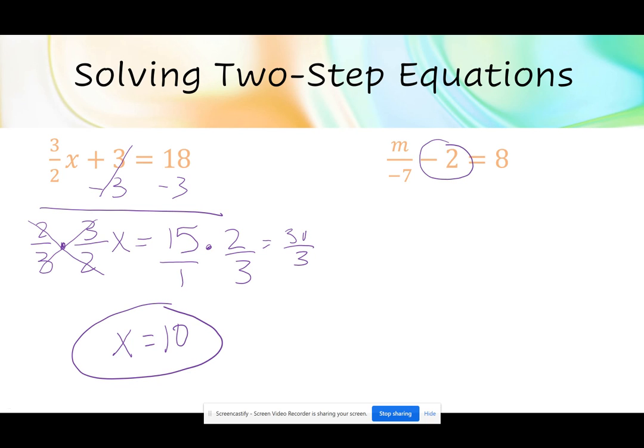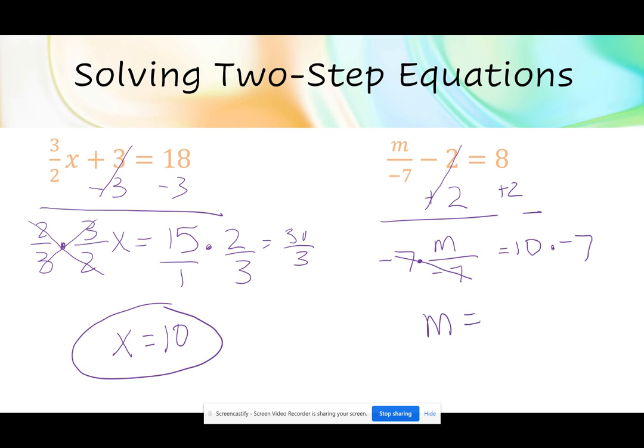Over here, get rid of your addition or subtraction first. So to get rid of the minus 2, we have to add 2. So we have m divided by negative 7 equals 10. And think about, so this is m divided by negative 7. So to undo division, we multiply by negative 7. They cancel. We're left with m equals negative 70.